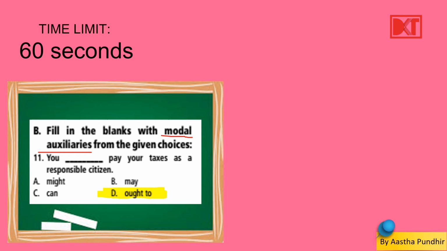Ought to. Here we're talking about a certain obligation and a duty, so we use ought to. You ought to pay your taxes as a responsible citizen. Now, can is used for ability, and might and may are used for certain possibility.